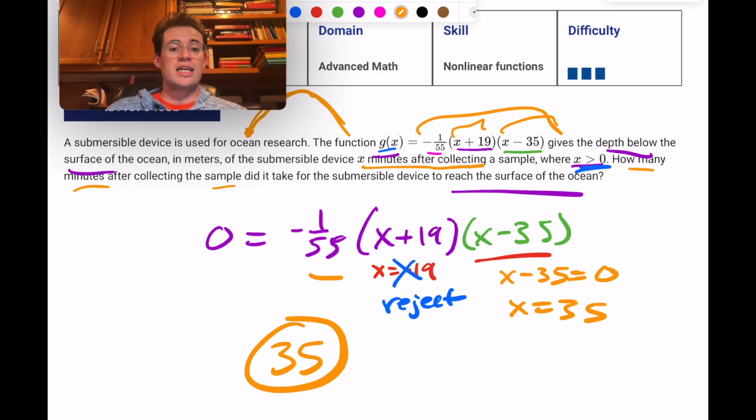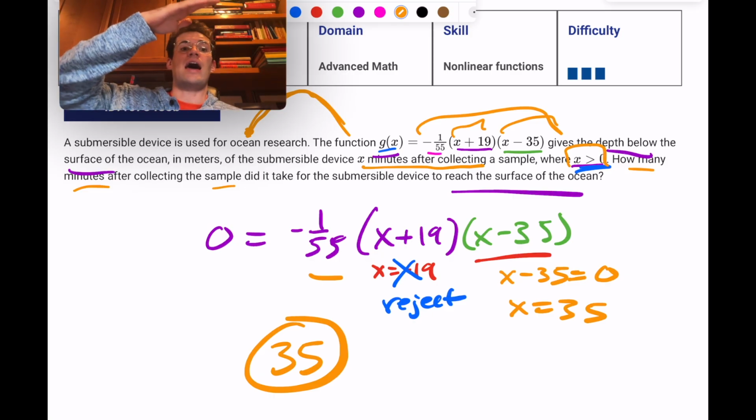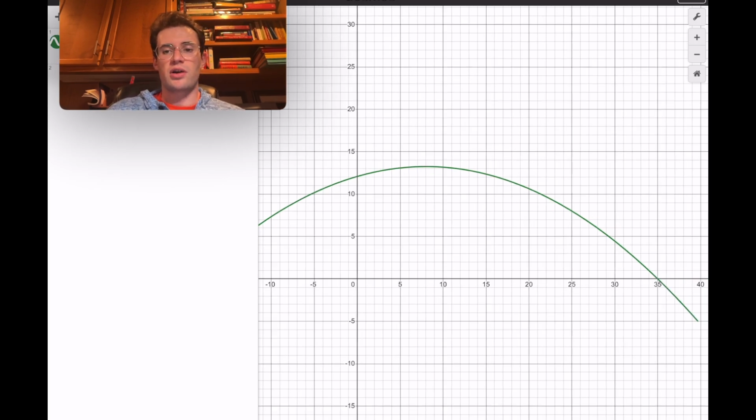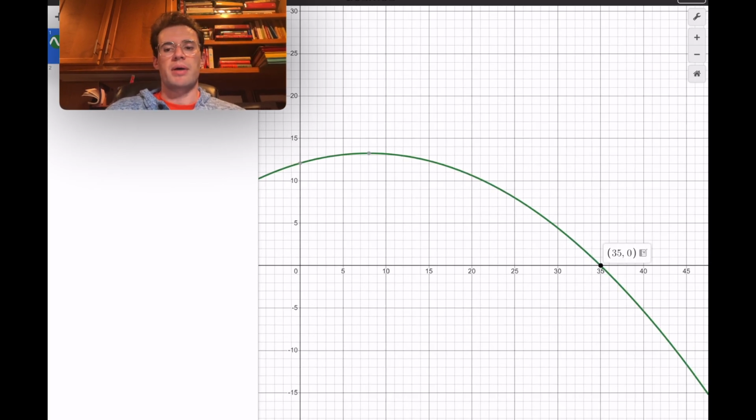Yeah, the negative 19, I guess that would tell you how long it took them to collect the samples from when they initially went underwater, assuming that it was following that function the whole time. Although the fact that it says x greater than 0 indicates the function only applies to the time from when they collected it, just time 0. And it looks like they went deeper down after they collected the sample and then they went back up. Right? They were at this depth when they collected the sample, then they went down a little bit further and then they went back up. And they got back up at 35 seconds.